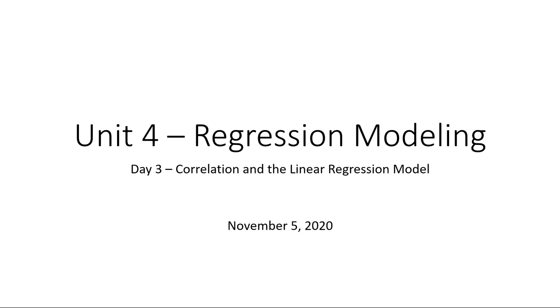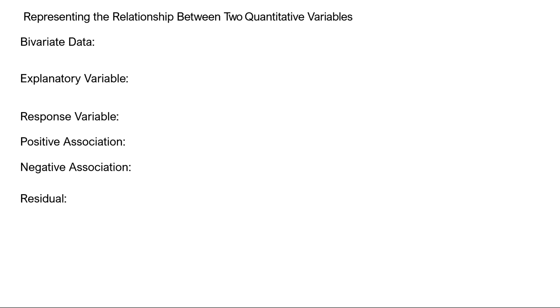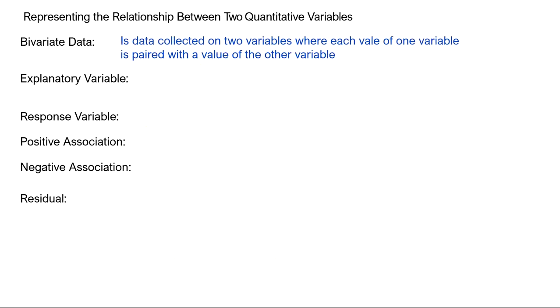Like I said, we're working with regression modeling. Going to cover some of the stuff we worked on at the end of last week to refresh our memory. So we're working with two quantitative variables. Remember, we're doing a relationship between two variables that are numbers. So it's called bivariate data. It's data collected on two variables where each value of one variable is paired with the value of another. So we'd be looking at something like hours of sleep and results on a test.